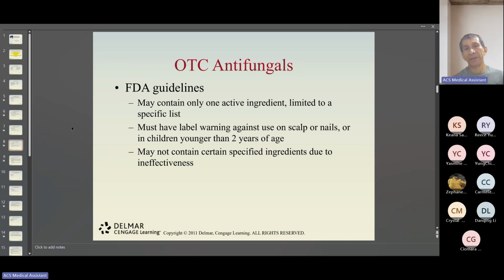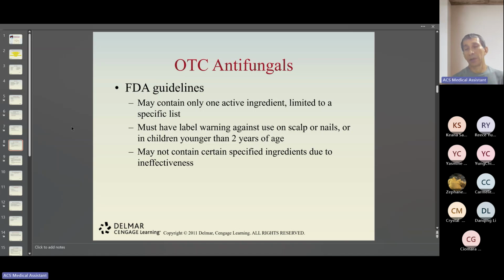So according to the FDA guidelines, once again, some of these medications, regardless of the medication, are not only for antifungal use. It may contain only active ingredients limited to a specific list. So it is only used for certain types of fungal infection. Not all fungal infections are caused by the same microorganism. Not all bacterial infections are caused by the same microorganism. So we have to treat them differently with the appropriate medication.